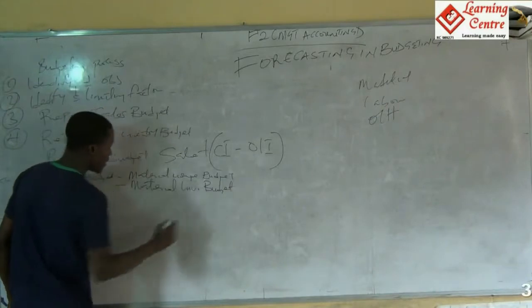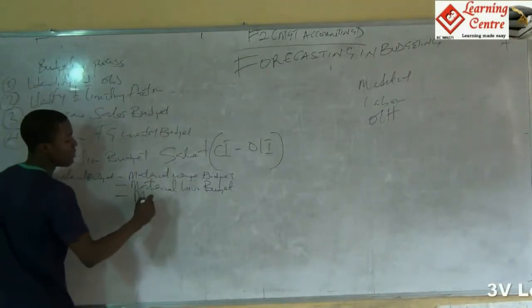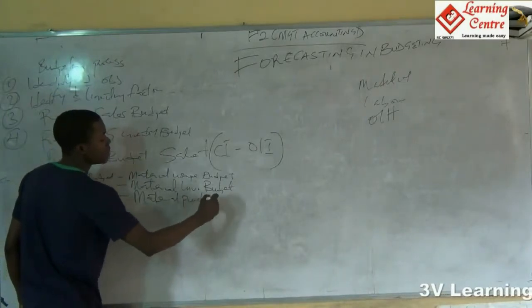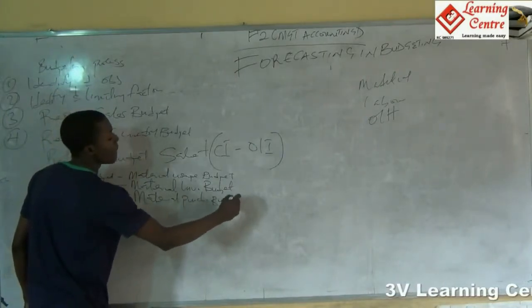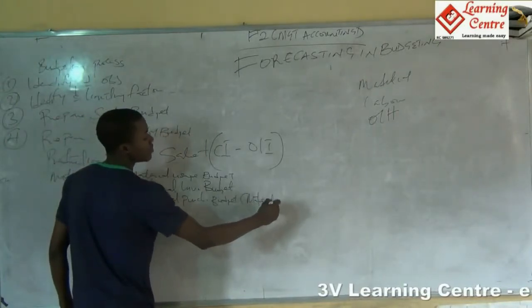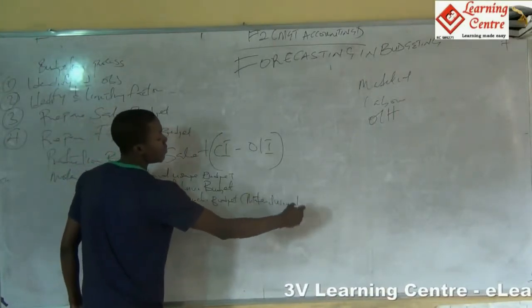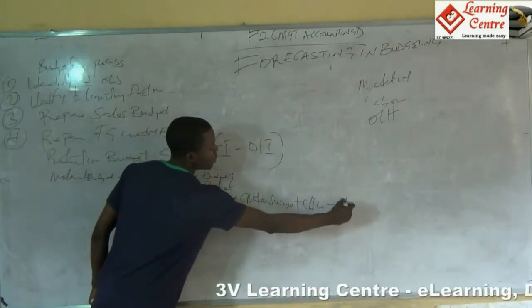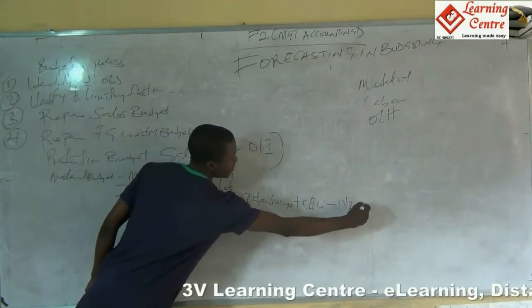So after the material inventory budget, the next thing is the material purchase budget. That is material usage plus closing inventory of material minus opening inventory of material.